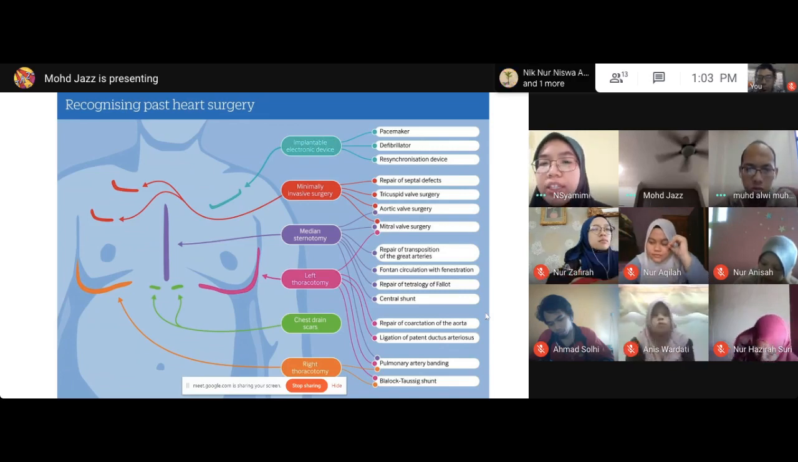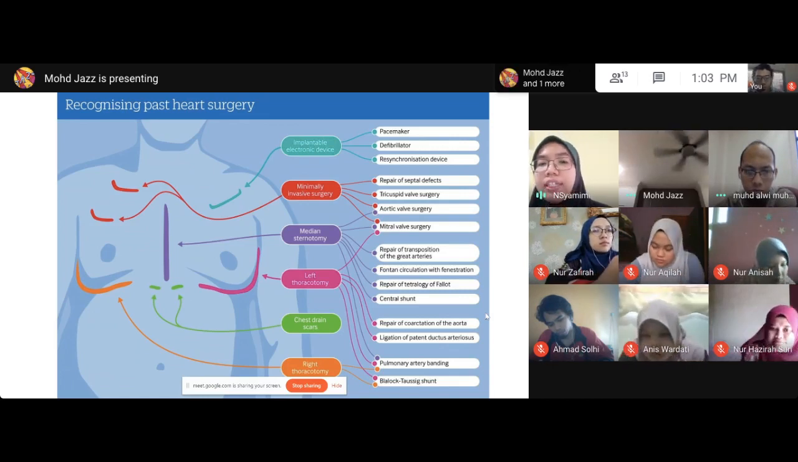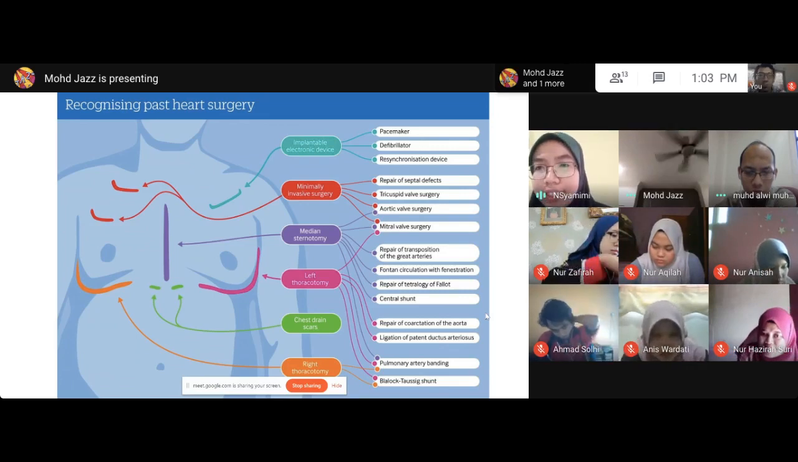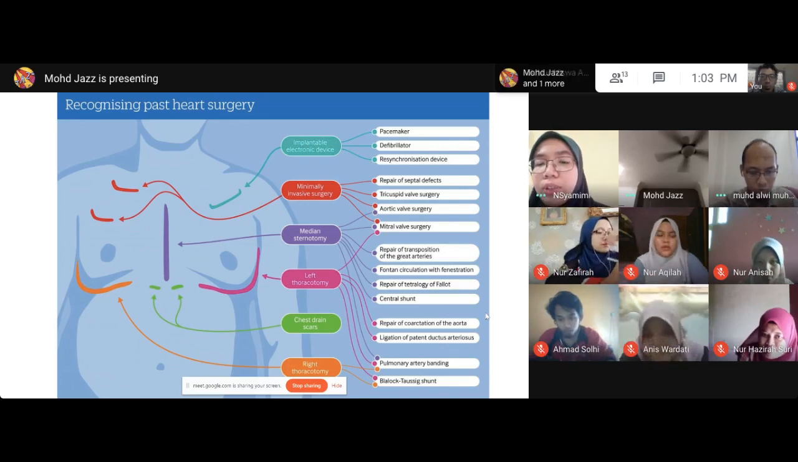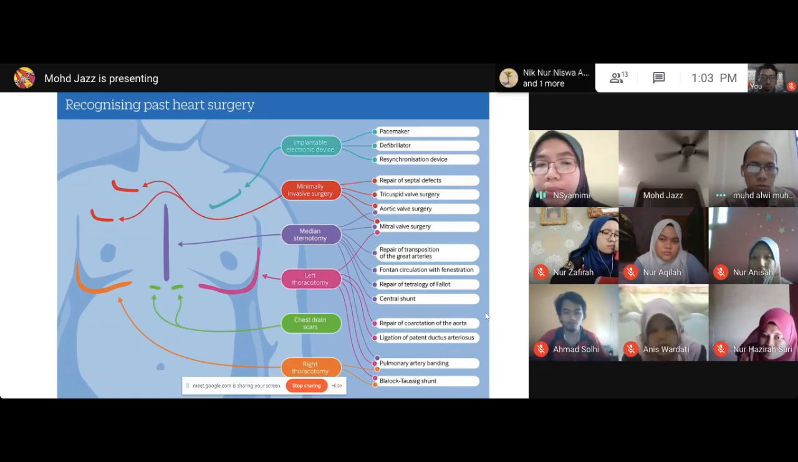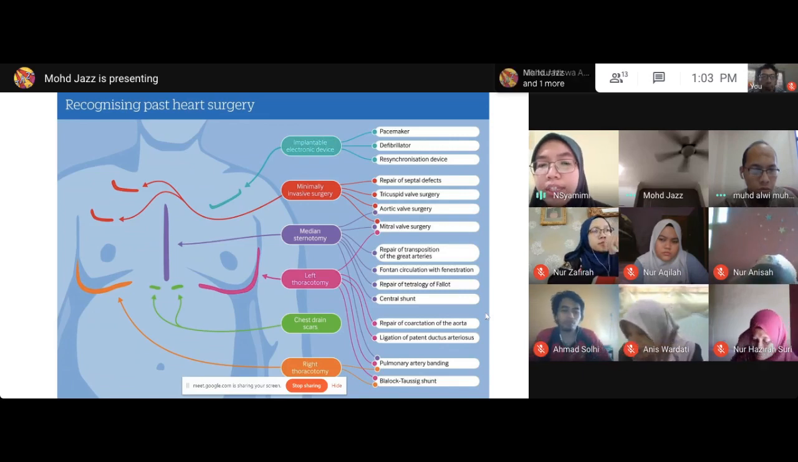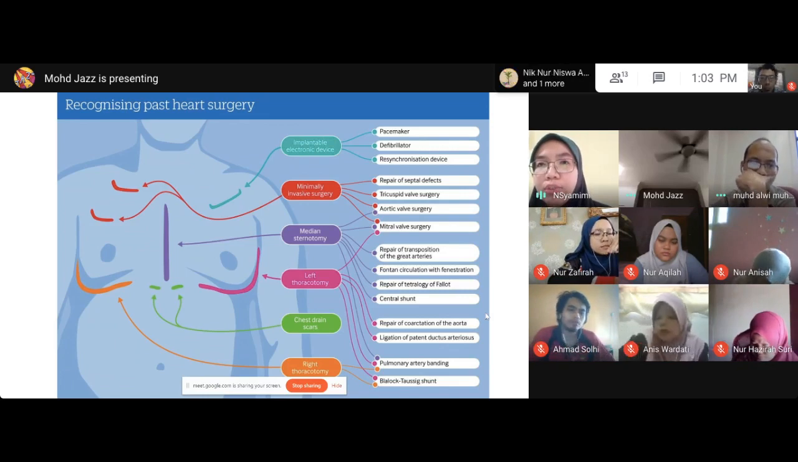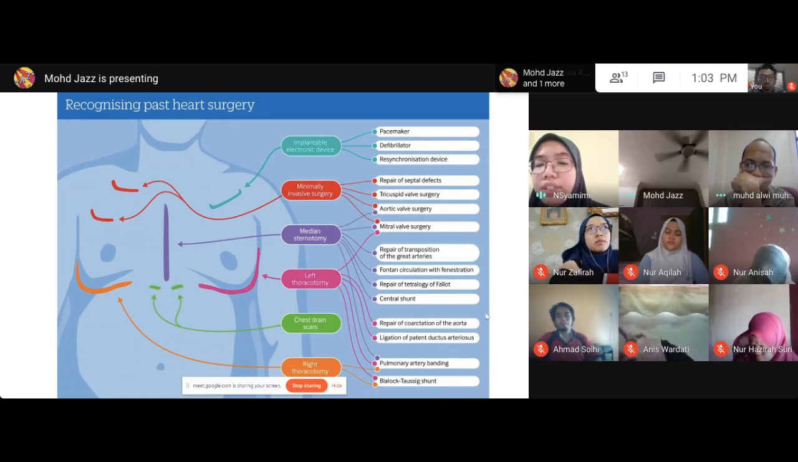Okay, and then the next procedure which requires the median sternotomy incision is transposition of great arteries. For the transposition of great arteries, it is possibly done shortly after birth or within 2 weeks of life. In transposition of great arteries, we switch the aorta and pulmonary artery. So we switch the aorta to the aorta and coronary artery to the left ventricle, and the pulmonary artery to the right ventricle. The third one is aortic valve surgery.